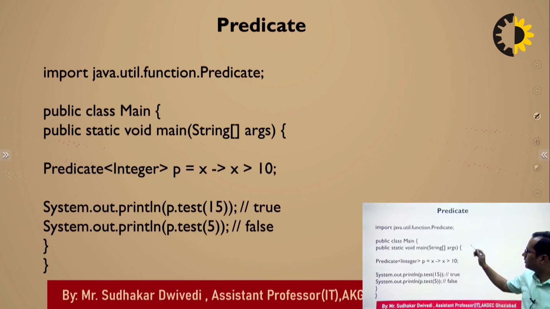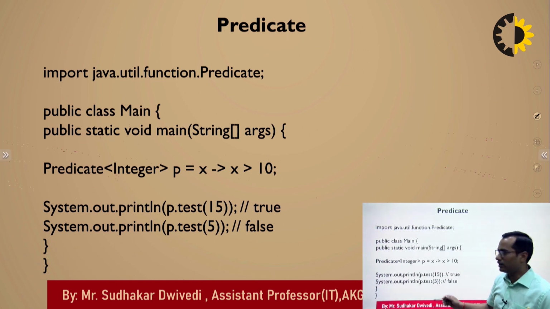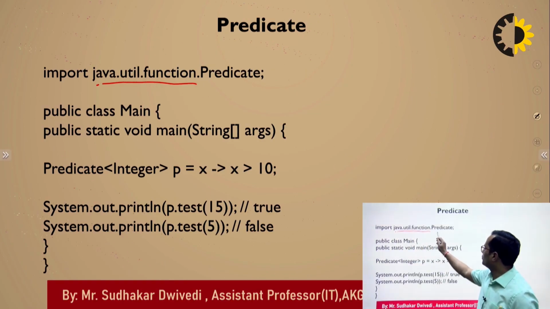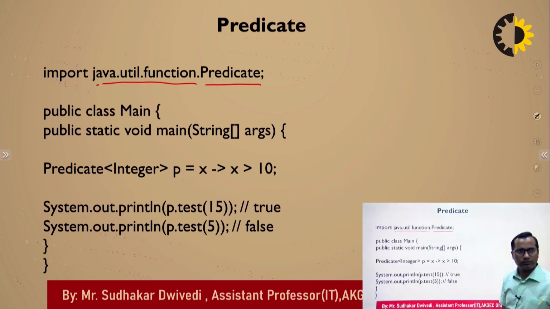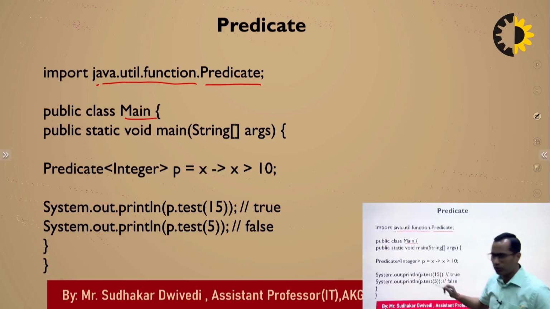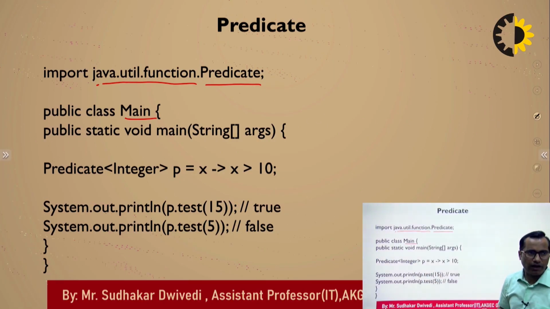So we can see the code here. I have created a Predicate here. As I have mentioned, all these types of functional interfaces come in this package, java.util.function, and we are going to use the Predicate here. So we have just created a main class, and we have created a Predicate, and we are going to store the integer type of values.